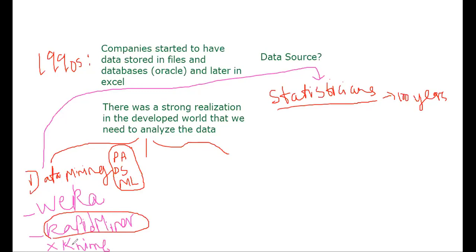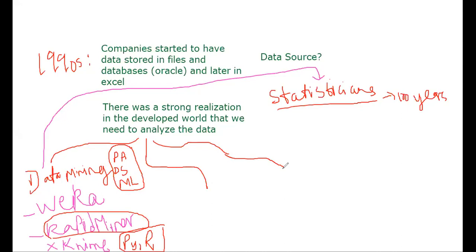So this is the thing which has kept on developing itself even up to now. But obviously, nowadays we are working also on Python and R. So they have become the de facto standard for doing data science. Okay. So I hope this is clear. So people started to talk about predictions and forecast.